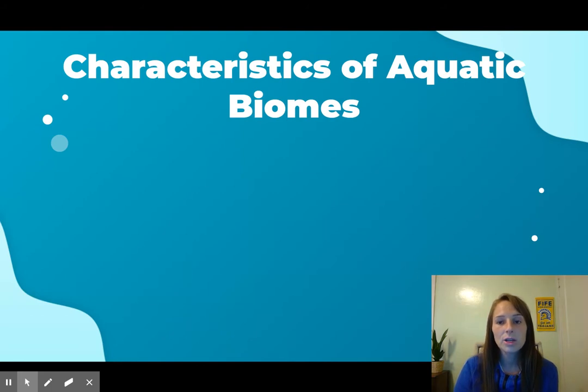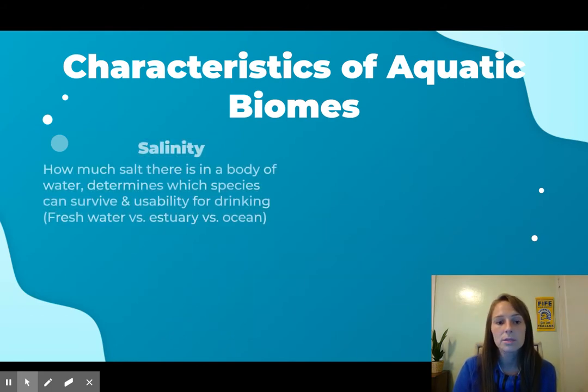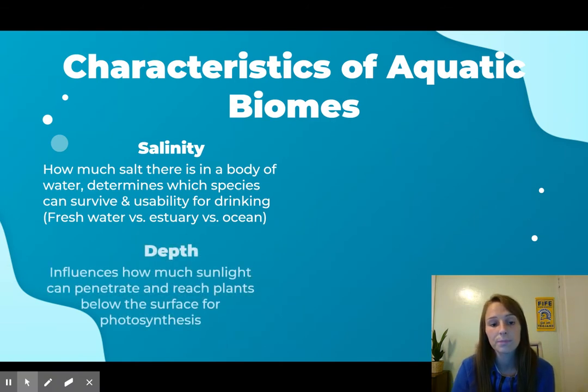So we're going to look at the characteristics of aquatic biomes. Now, the first one is going to be salinity, which is how much salt there is in the water. And this is going to be important because it determines what species can survive, because species need adaptations to deal with all that salt, but also if we can use it for drinking. So a freshwater versus an estuary versus an ocean.